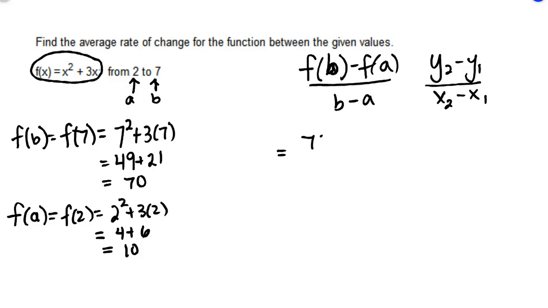F of b is 70, f of a is 10, so in the numerator we have 70 minus 10. In the denominator we have 7 minus 2, that's b minus a. So simplifying the numerator, 70 minus 10 is 60, 7 minus 2 is 5, and 5 divided into 60 would give me 12. So the average rate of change for our function f of x equals x squared plus 3x from 2 to 7 is 12.